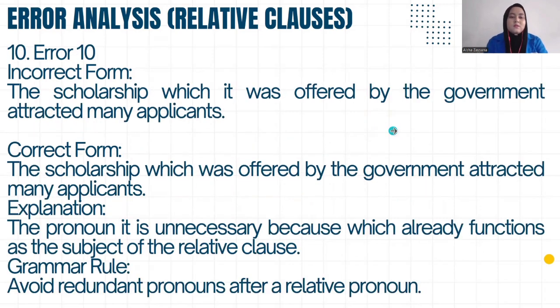The last one is "the scholarship which it was offered by the government attracted many applicants." The correct form is "the scholarship which was offered by the government attracted many applicants," because the pronoun it is unnecessary; which already functions as the subject of the relative clause. The grammar rule is: avoid redundant pronouns after a relative pronoun.